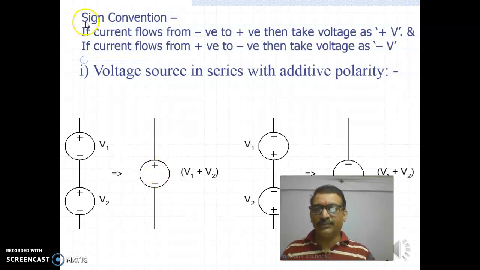Here you just check the sign convention given. If current flows from negative to positive, the voltage is positive. If current flows from positive to negative, the voltage is negative. Consider the first case, where the current is flowing upward for both the voltage sources. For V1, going from negative to positive, the value is plus V1. Similarly, for V2, it is plus V2. So the total voltage of both the sources is V, which is equal to V1 plus V2.